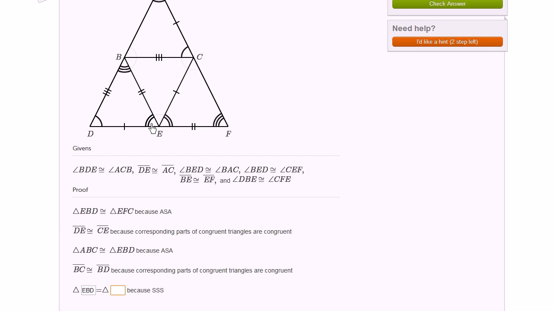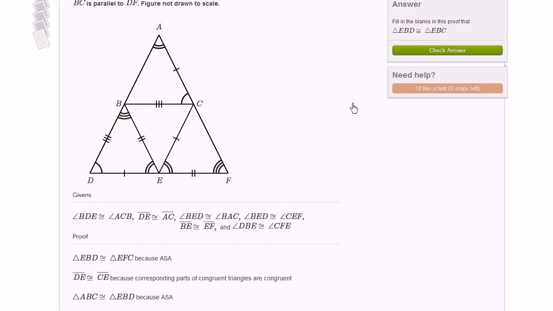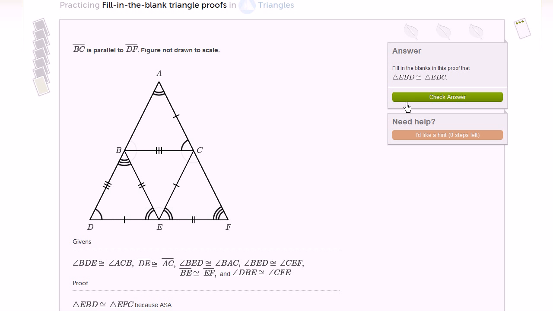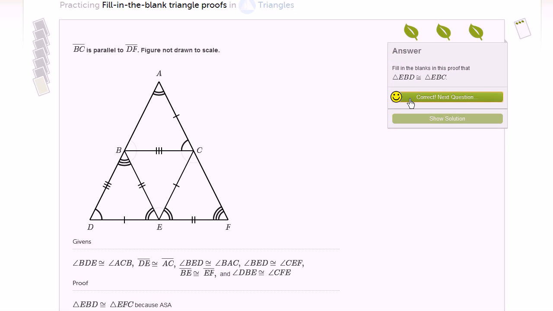So E is the angle opposite the three sides on this triangle, and it's also the angle opposite the three sides on that one. And then corresponding to B, B is opposite the single side, and over here B is opposite the single side. So it's going to be EBC. It's congruent to EBC because of side, side, side. And let's check our answer. Drum roll. And it's right. Very good.